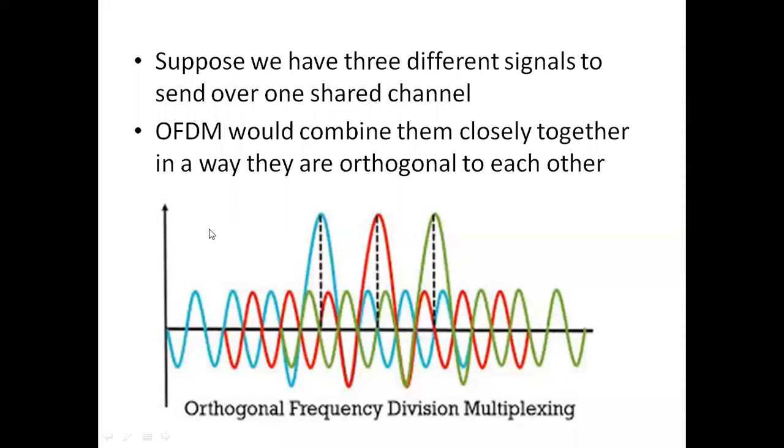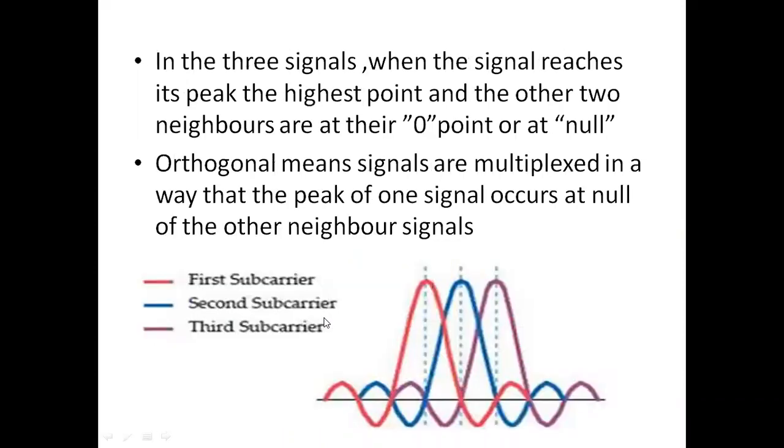OFDM would combine them closely together in a way that they are orthogonal to each other. When we are transmitting this information in the OFDM method, that is, orthogonal frequency division multiplexing, these signals are combined closely to each other, in a way that they are orthogonal to each other. That is what we are representing with different colors. And what is meant by orthogonality here?